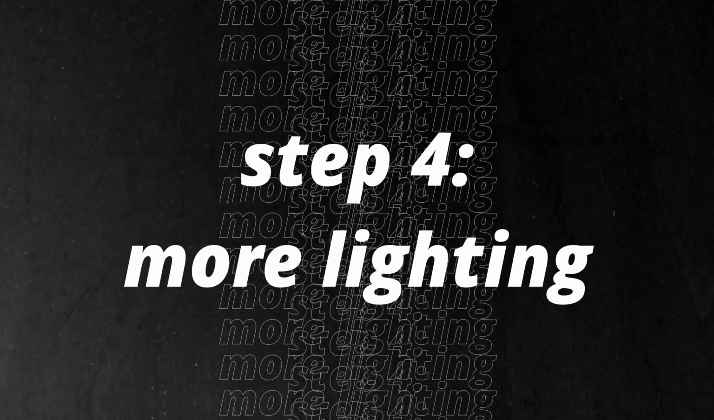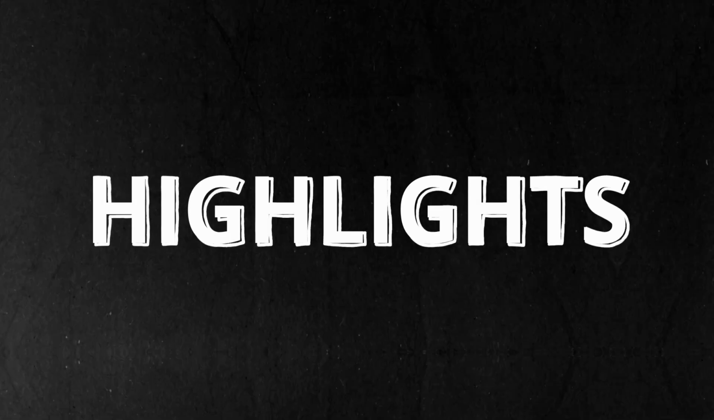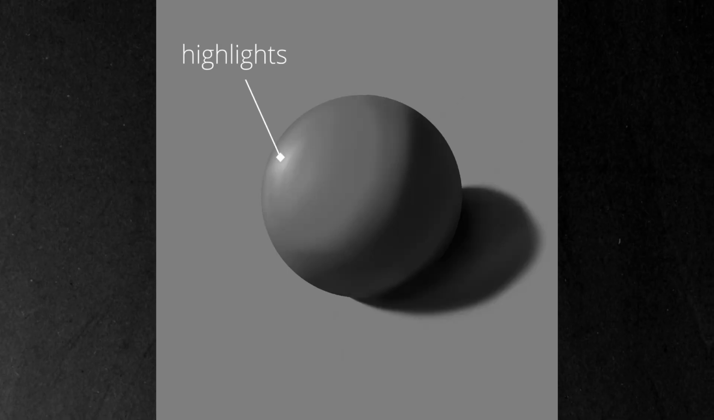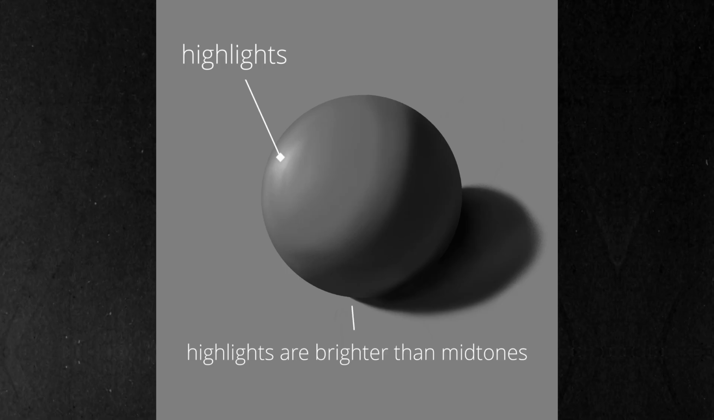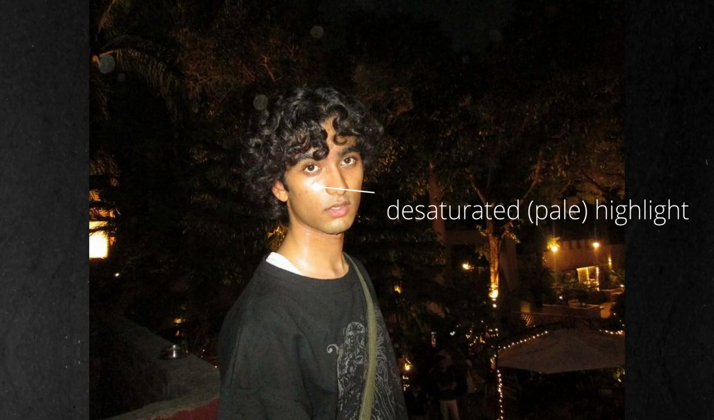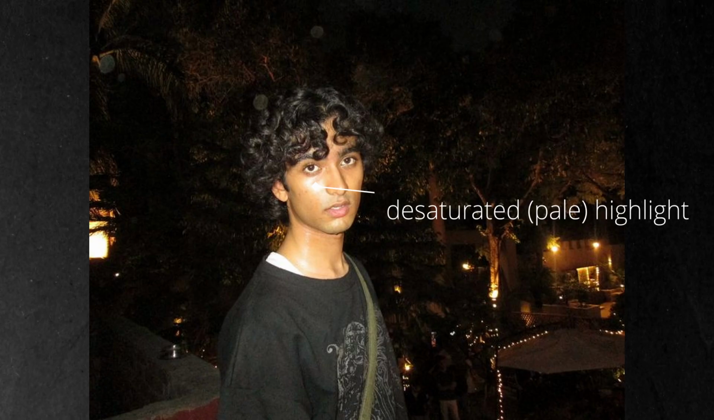Step 4, more lighting. Highlights are the brightest part of your drawing as they are closest to the light source. Highlights should be brighter than your midtones, but whether or not they are more saturated really depends on the lighting scenario. If you have a very harsh white light, say in a studio, then your highlights are going to be less saturated because of that bright light source.